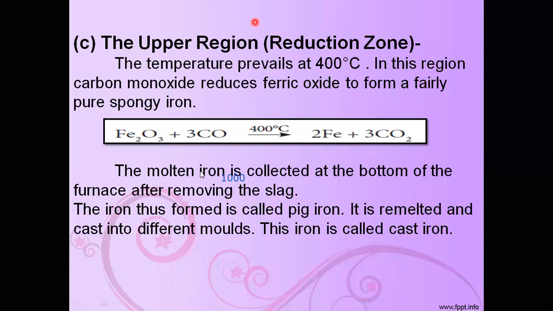So the molten iron is collected at the bottom of the furnace after emitting slag. After all the slag is removed, we get molten iron. So this iron is called pig iron because this pig iron is remelted and used in different molds. So this iron is called cast iron.